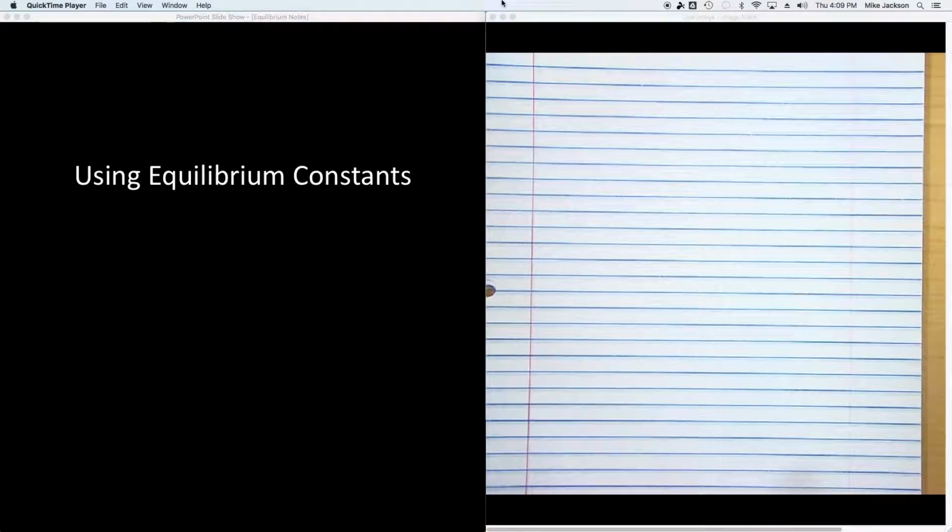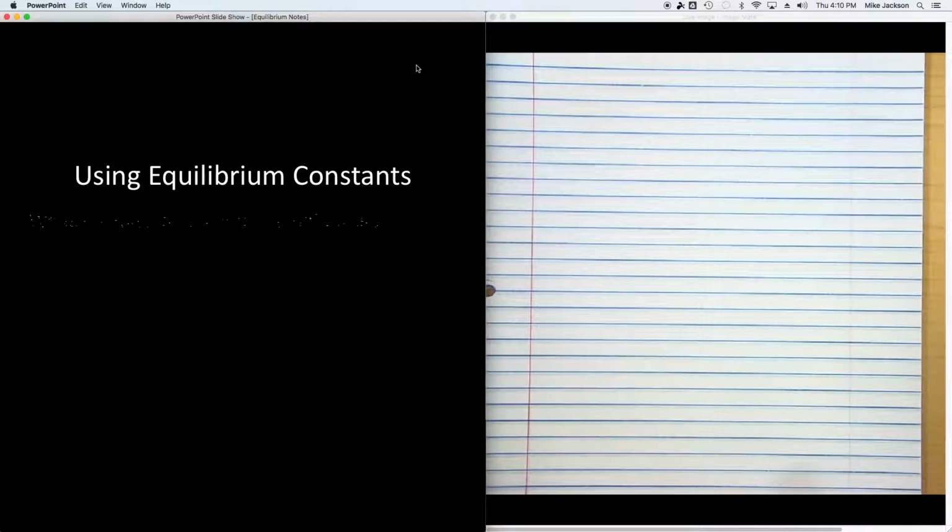Hello, Pre-AP Chemistry. In this podcast, we're going to go over how to use equilibrium constants to solve problems where we're given an equilibrium constant and a chemical reaction, and we need to find out the concentrations of everything in the reaction at equilibrium. So we're essentially working the problems backwards from what we were doing before. To do this, we're going to need to use a graphic organizer.